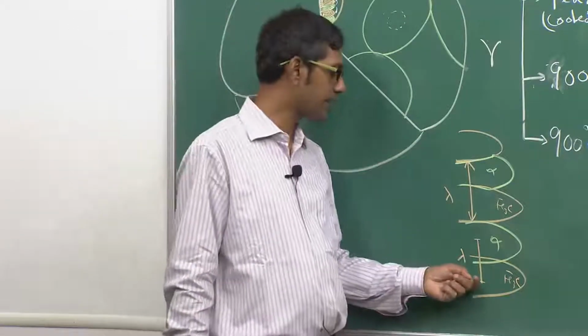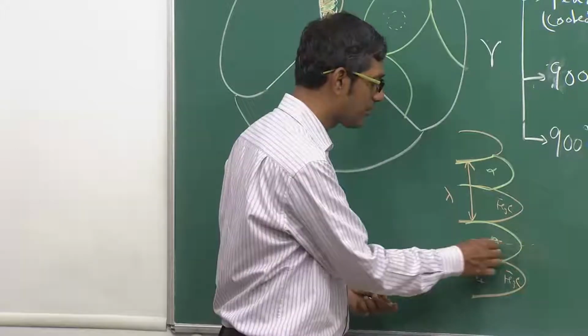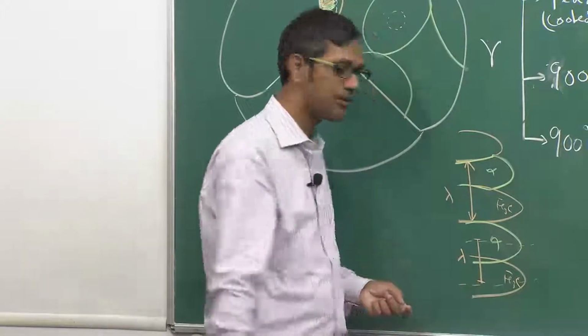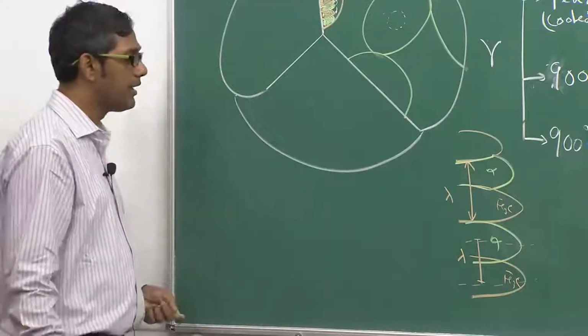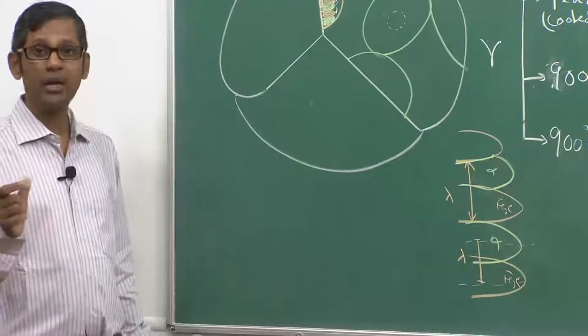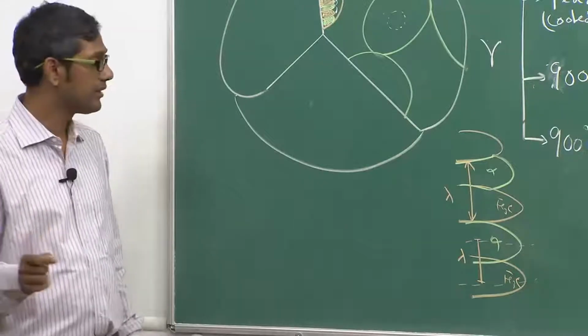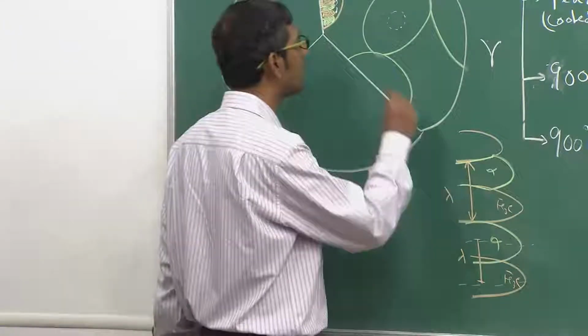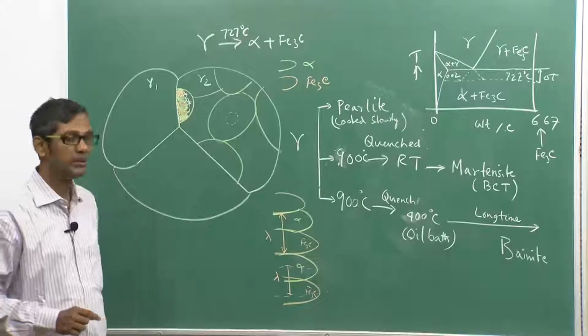Similarly, you can also take from the center of the alpha lamella to the center of the cementite lamella, that is also defined as lambda. So this lambda has a strong role in mechanical properties. Smaller lambda is better, okay. So actually you can control this lambda by controlling the heat treatment temperature.